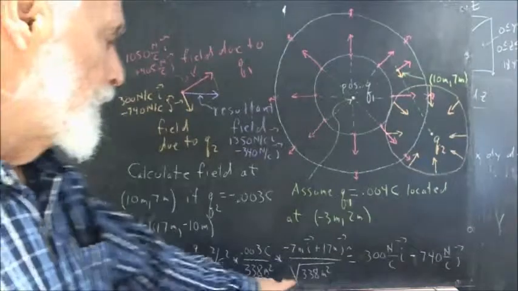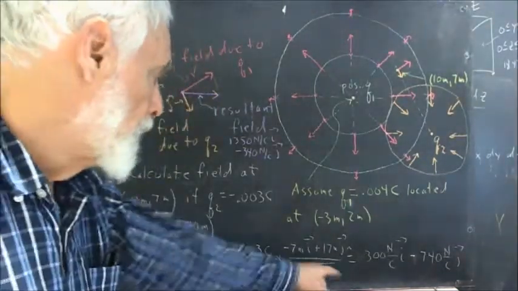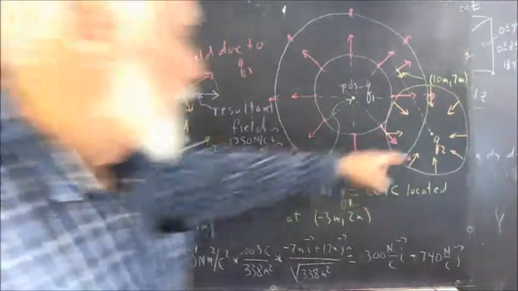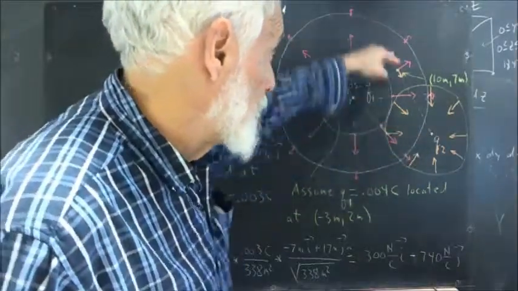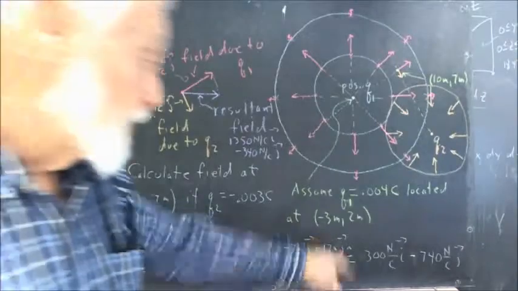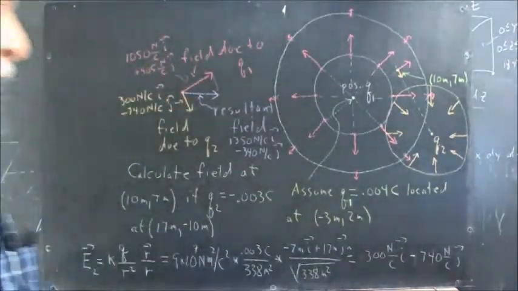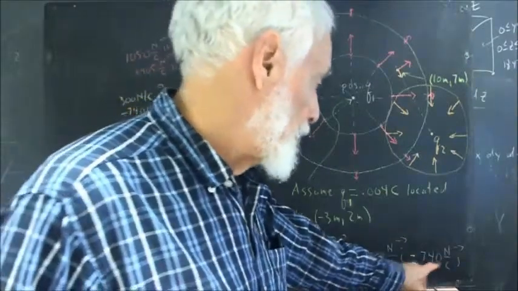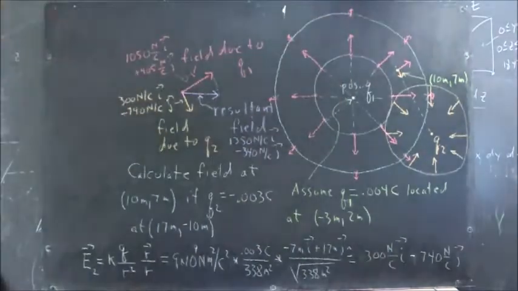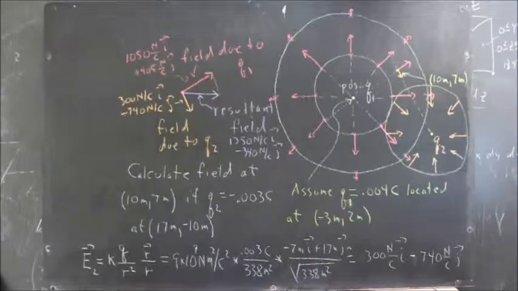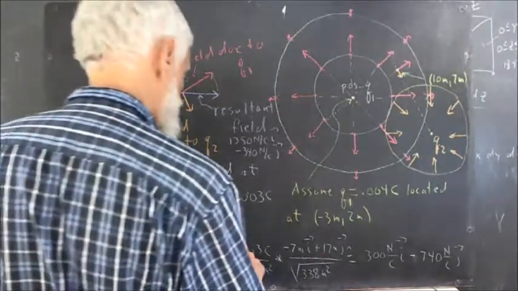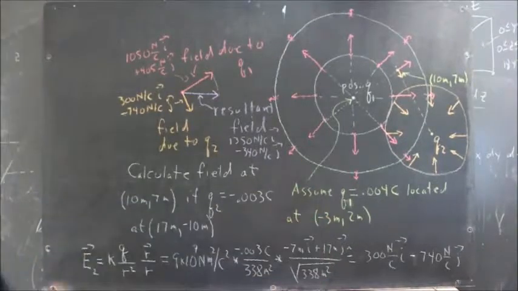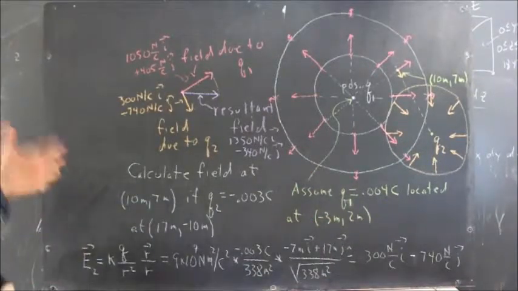That's our R squared. And our magnitude R is just the square root of that. So there we got 338 meters squared here, with the square root in the denominator, and the R vector is our negative 7 meters times I plus our 17 meters times J. And we do all that, and I think we get something close to 300 newtons per coulomb times I minus 740 newtons per coulomb times J. And the one thing I didn't write down here, I didn't write my negative sign here. Without that, the calculation would come out with the opposite sign. So that our situation is this.